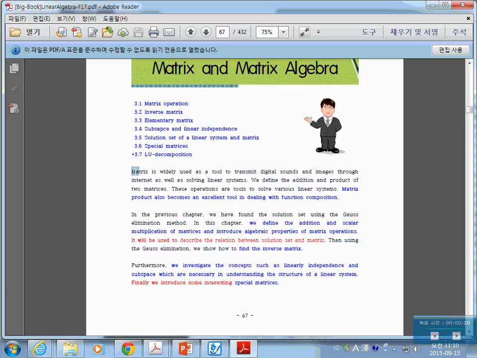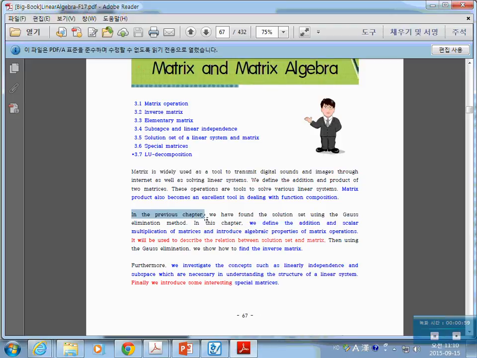Matrix, as you know, is widely used as a tool to transmit digital sound and image through the internet, as well as solving linear systems. In this chapter, we define addition and product of two matrices. These operations are tools to solve various linear systems of equations. And matrix product also becomes an excellent tool in dealing with function composition. Okay.